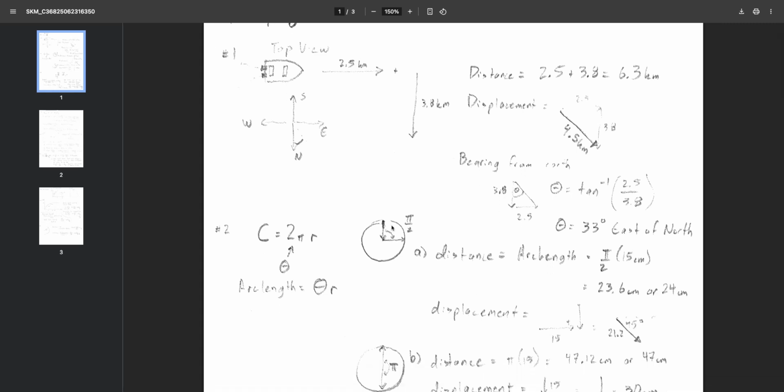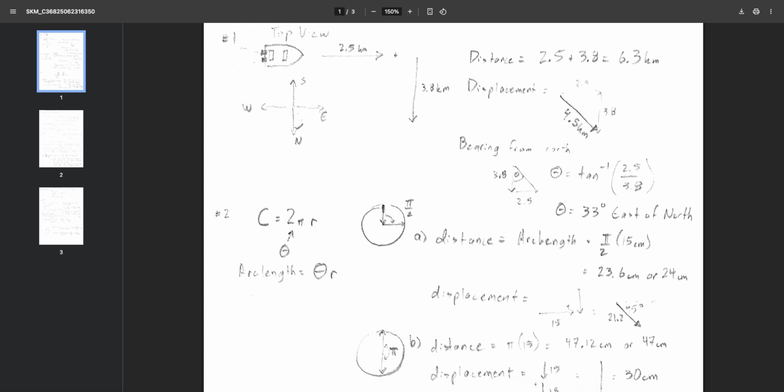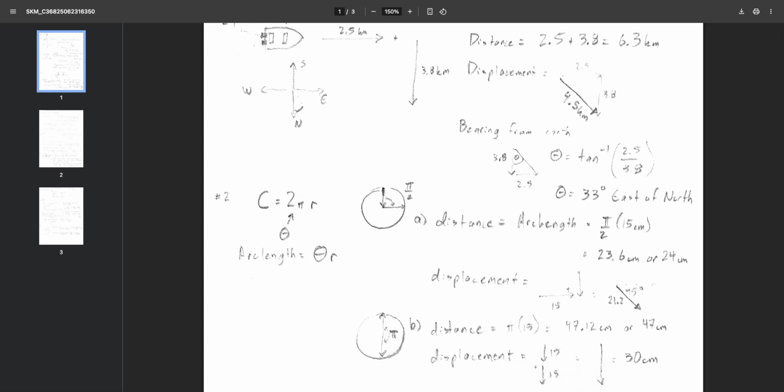The displacement would be from the start point to the finish point. So it's going to be a 45-degree angle. We've got a 15 centimeter radius here and a 15 centimeter radius there. I'm just going to add, this is going to sound weird, 15 plus 15, but 15 to the right plus 15 down is going to be 21.2 centimeters, and it's going to be at a 45-degree angle. That would be the displacement, because that, again, measures from start point to finish point, direct line.